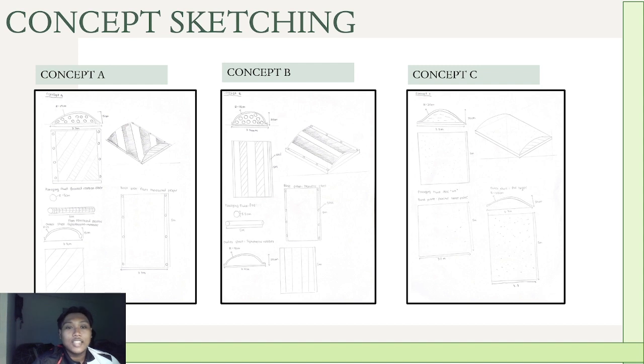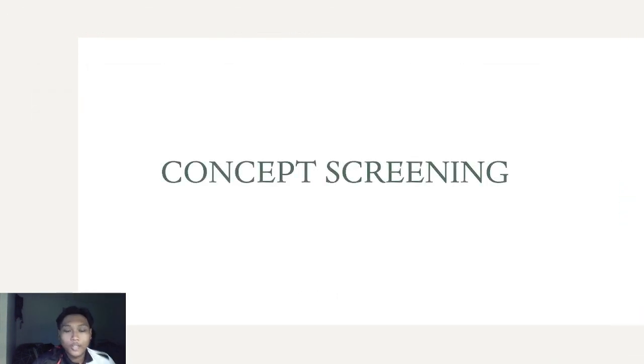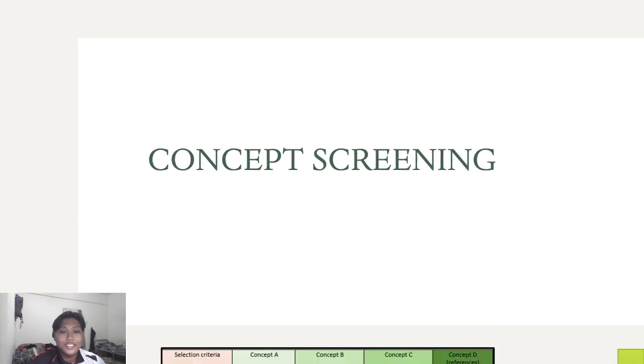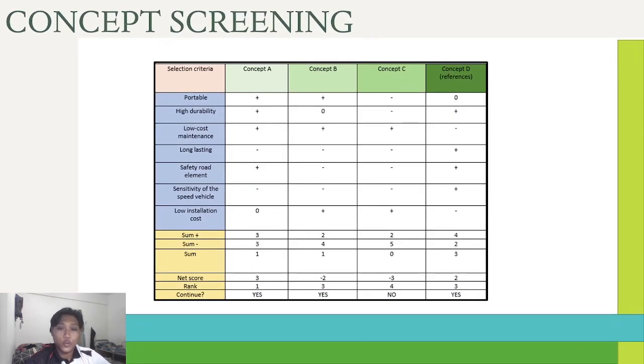Yeah, let's go to concept screening. What do we get in concept screening? We get selection criteria on the left-hand side, and concept B, concept C, concept D. Wait, we just have three concepts, right? But concept D is for reference. The reference is from our competitor, Nova.